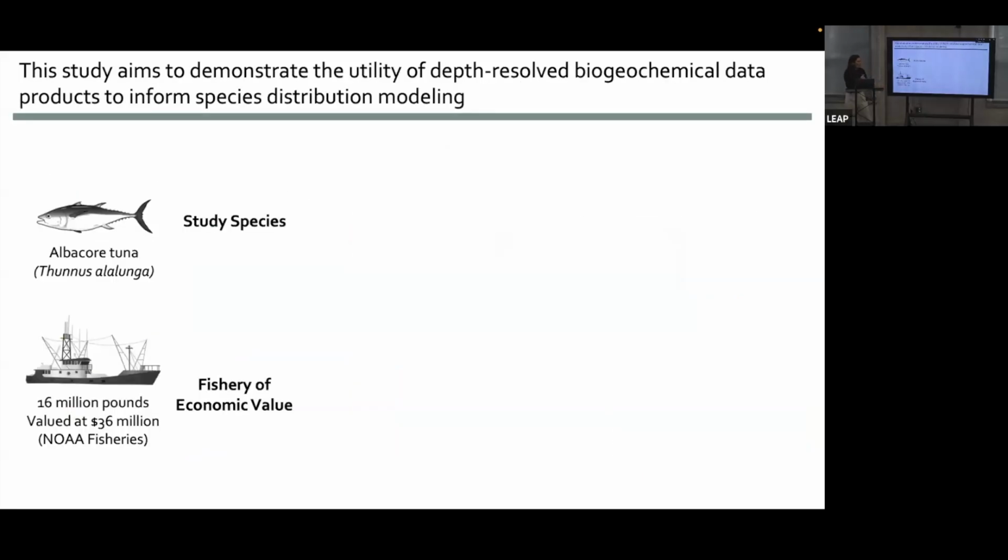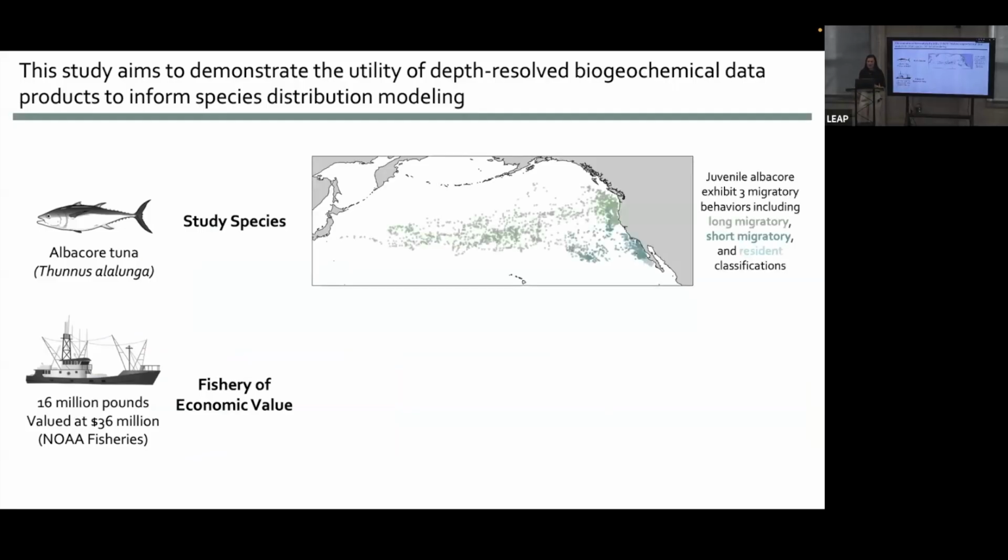To do this, we used juvenile Pacific albacore tuna as a case study organism, given their highly migratory nature and their economic value as a US fishery. These albacore can be classified into 3 migratory subgroups, including long migratory, short migratory, and resident fish. But today I'm primarily going to focus on this long migratory class.